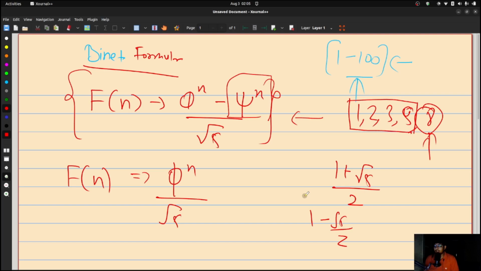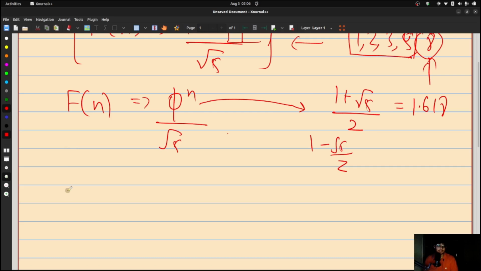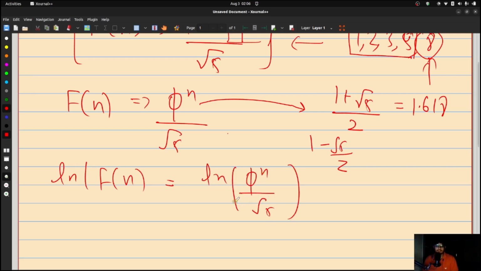Now we have phi to the power n minus psi to the power n by root 5. We know the value of phi is 1 plus root 5 by 2, which is nearly equal to 1.618, easily. So we have 1.618 as the value of phi. Now let's see what we can do. Can I say that we are going to take log on both sides? Yeah, I'm going to take log on both sides here. So ln Fn is going to be equal to ln of phi to the power n by root 5. Can I say that?